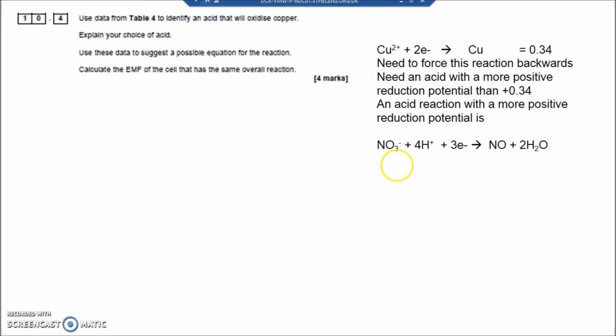So that's the equation, NO3- plus 4H+ plus 3 electrons going to NO and 2H2O. That's what I've picked out. It's nitric acid, this is a nitrate ion, and that's an acid, so it's HNO3 or nitric acid dissociating, completely dissociating. It's a strong acid, completely dissociating in water to form H+ ions and nitrate ions, nitric acid.